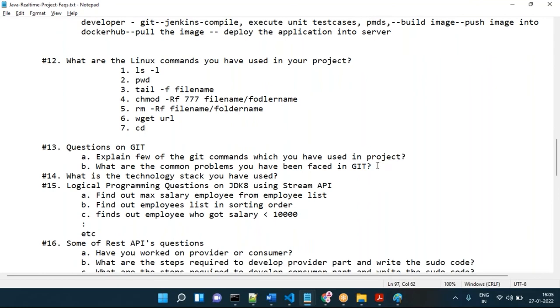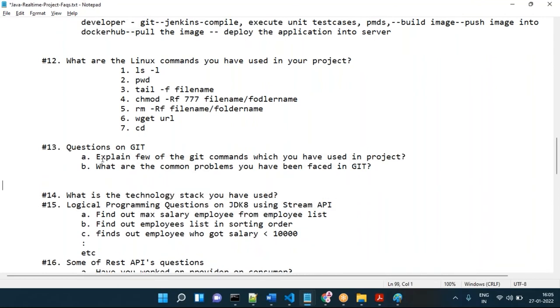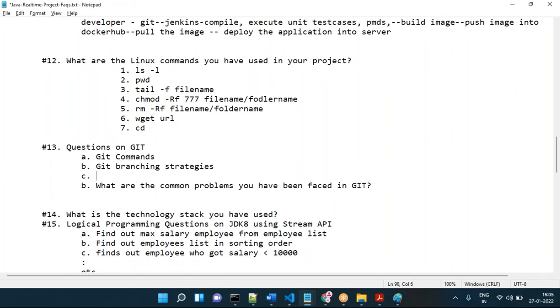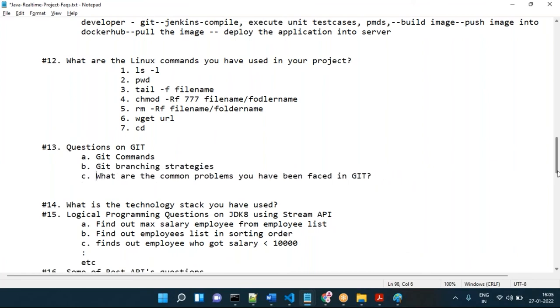Then here they will be asking questions on Git. Simple: can you explain what are the Git commands you are using in your project? Can you explain what is the Git branching strategy? How does your client use the Git branching strategy? Now the last one, what are the problems you have faced with Git? You have to explain all the commands here: development branch, release branch, master branch, everything you should explain, team.